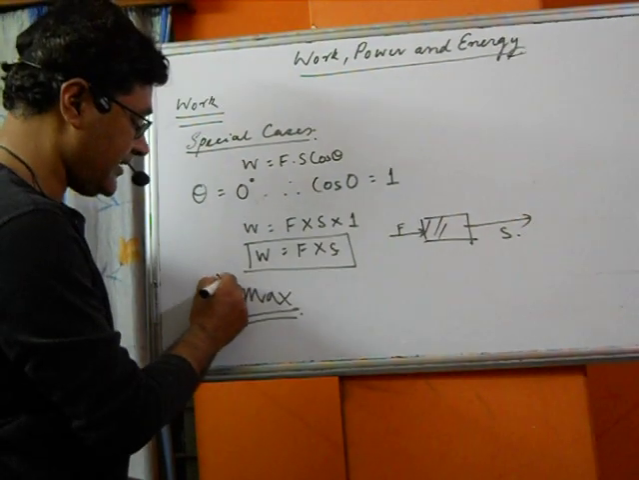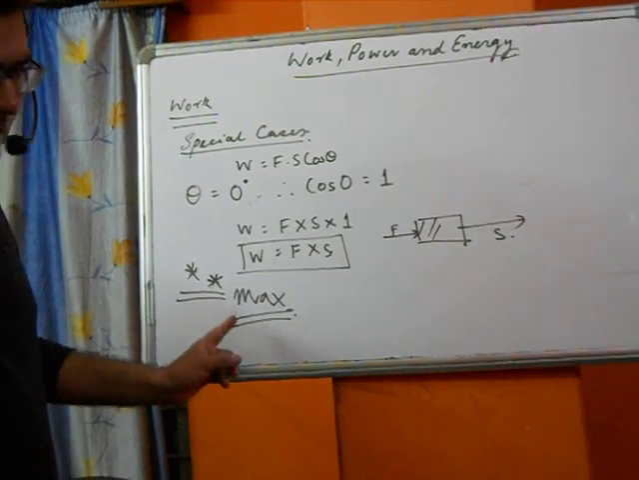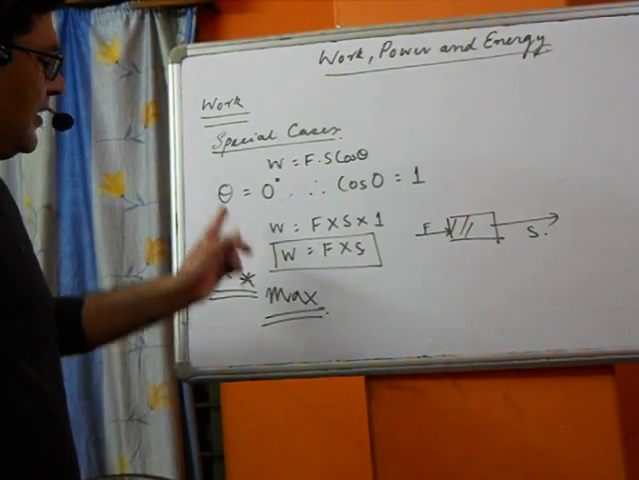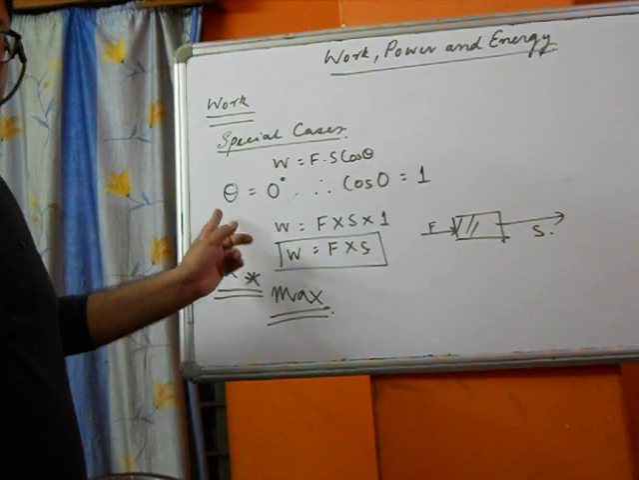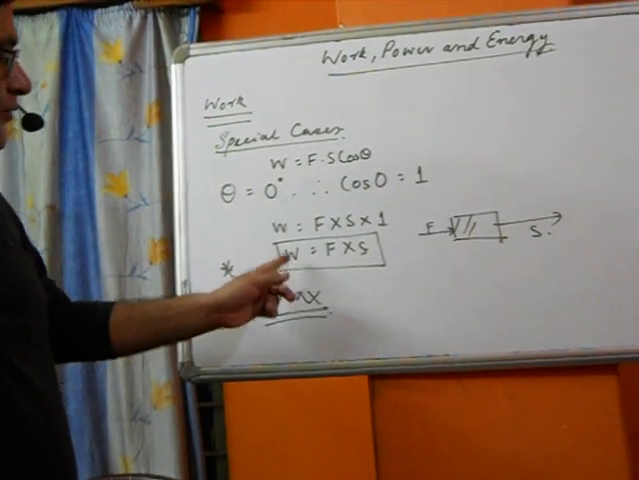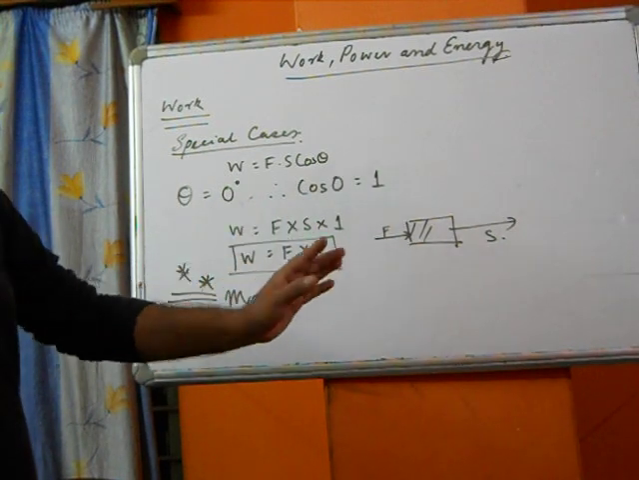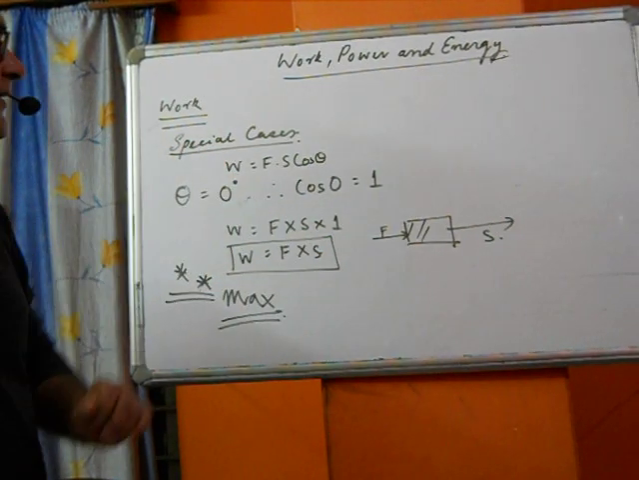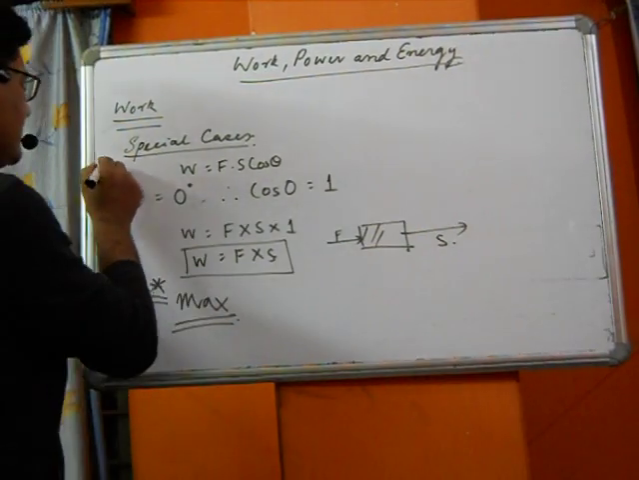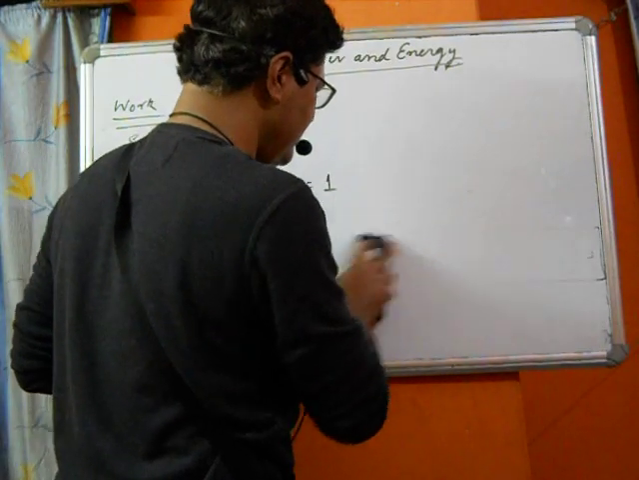This is what is asked in the exam. Please remember, very, very important. The condition for work done to be maximum is that the angle between the force and the displacement has to be 0 degree. That means cos 0 equals 1, F into S into 1, so W equals F into S. There are several examples, I'll come back to the examples.